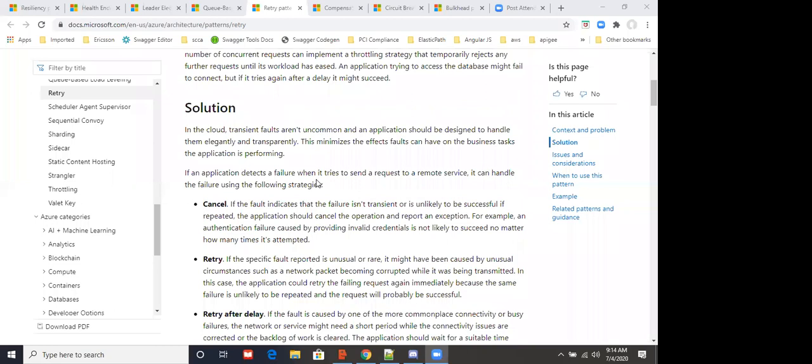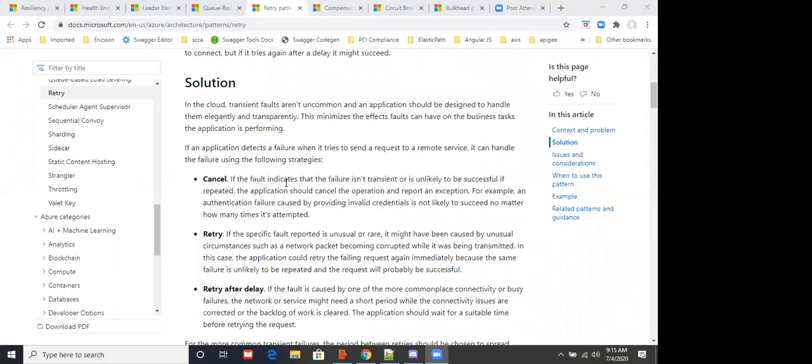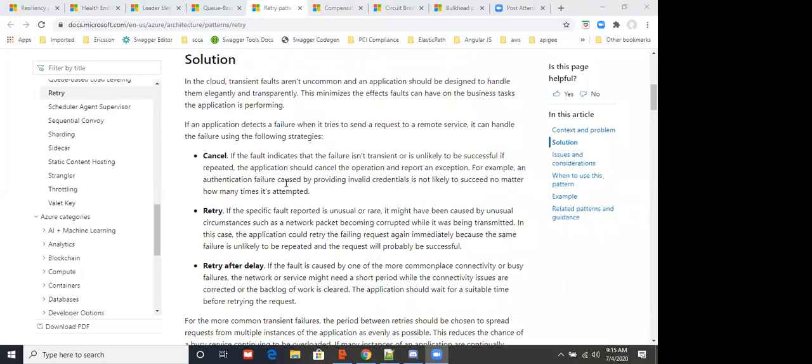There are always scenarios where, whenever the application detects a failure for the first time, there could be three possible strategies. I mean, three possible responses that the consumer can take. The first one is cancel. If we know that if we retry this request it's unlikely to be successful, then we shouldn't retry. One example they have given here is authentication failure. If the credentials given are invalid, even if you retry, it's unlikely to succeed. For those kinds of errors, you can immediately cancel the current request from the client and abort.